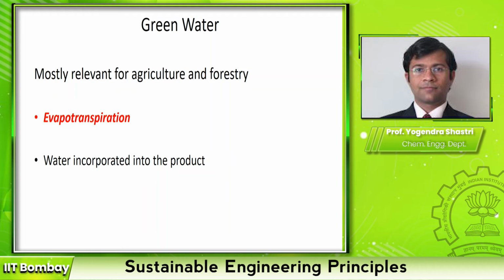So green water is mainly relevant for agriculture and forestry. If you are doing water footprint calculation for something that involves agriculture, let's say the feedstock is agriculture related, then green water footprint is very important, because a lot of agriculture depends on utilization of green water, and therefore green water footprint will become important.